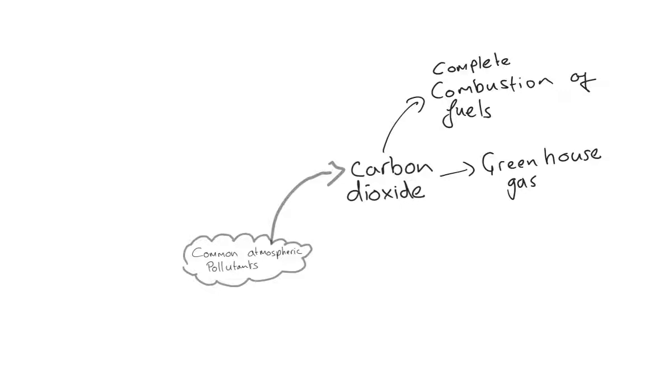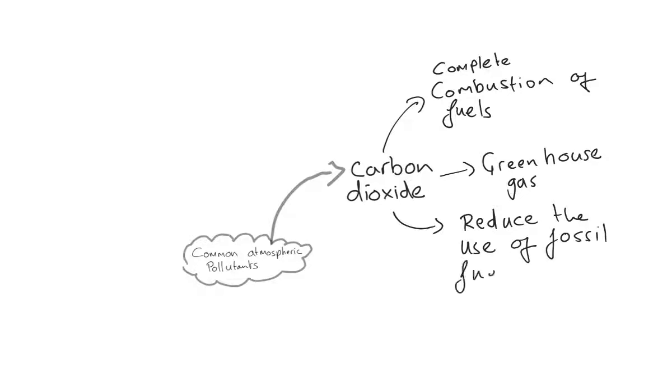How do we go about reducing the amount of carbon dioxide in our atmosphere? Well, we need to reduce the use of fossil fuels. If we can reduce the use of fossil fuels and change them for other types of fuel and energy, there'll be much less carbon dioxide being released into the atmosphere.